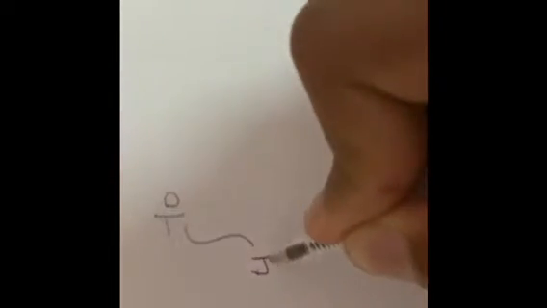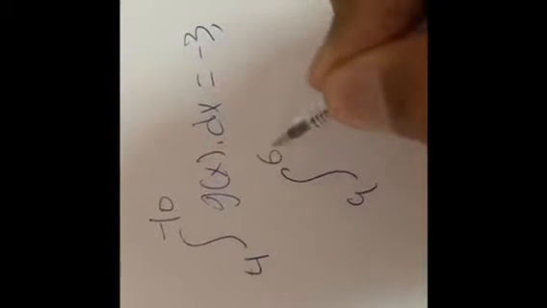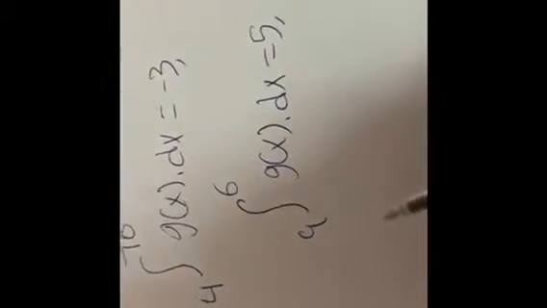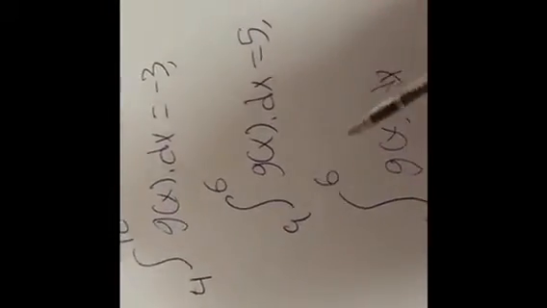Thank you. This is question number 7 from the 2017 exam about the topic integration and anti-differentials. The question says that from 4 to negative 10, the integration of g of x dx is equal to negative 3. And from 4 to 6, the integration of g of x dx is equal to 5. The question wants us to find the integration from negative 10 to 6 of g of x in terms of x. So how can we find it?